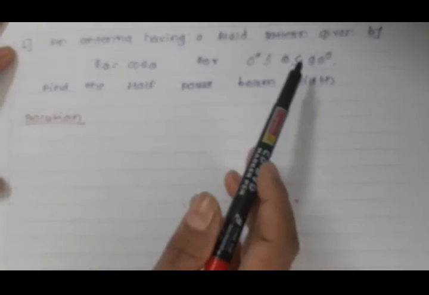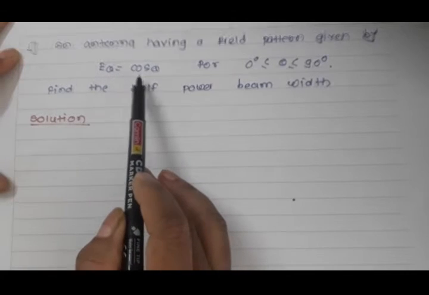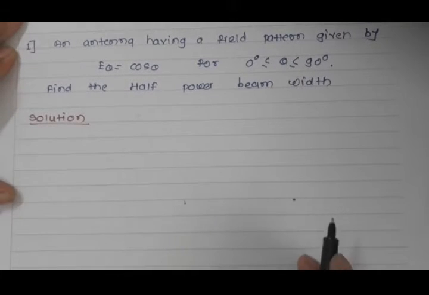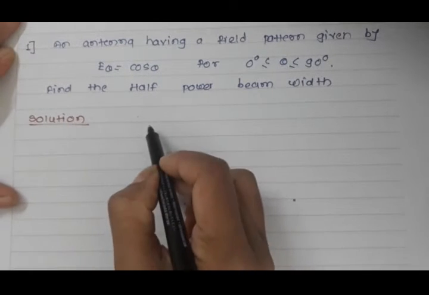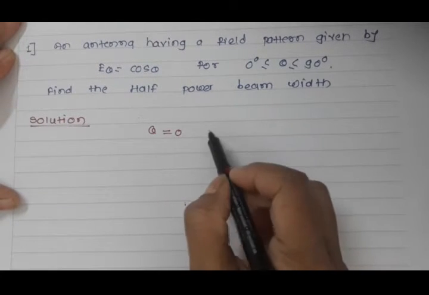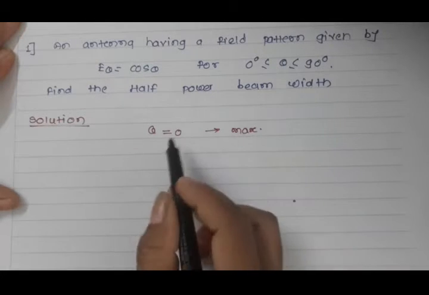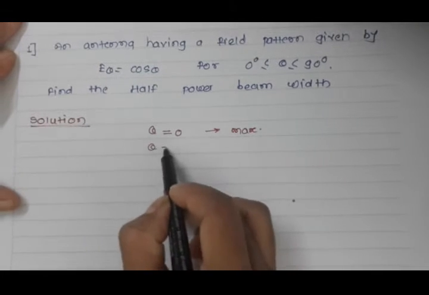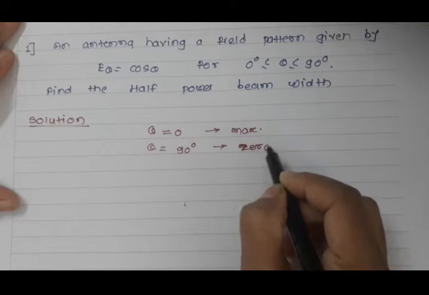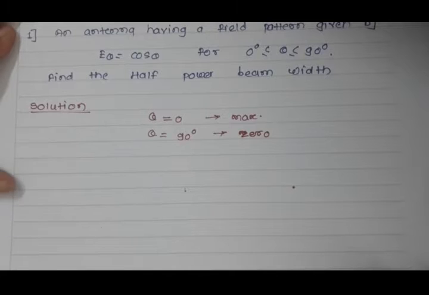An antenna having a field pattern given by E theta equal to cos theta, for 0 degrees to 90 degrees. Find the half power beam width. So here is the solution. As the given function is the cosine function, we know cos 0 is 1 and cos 90 is 0. So you will have the maximum value when theta is equal to 0, and the 0 value when theta is equal to 90 degrees.